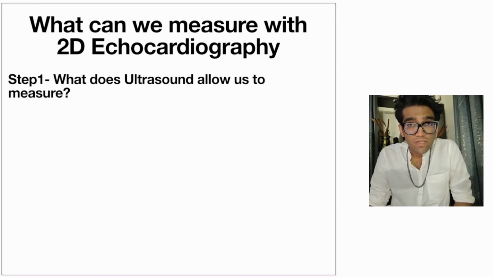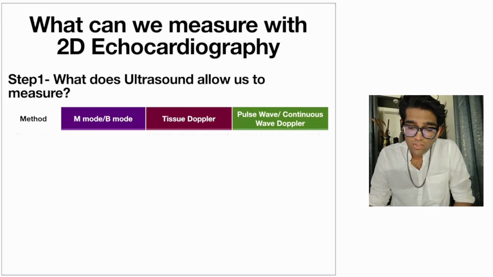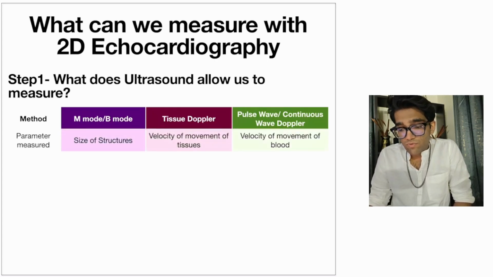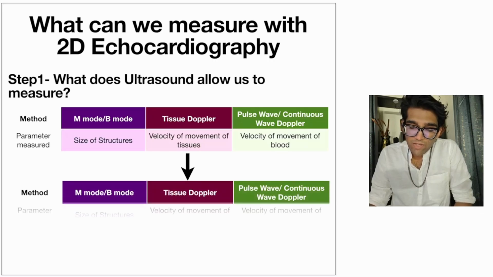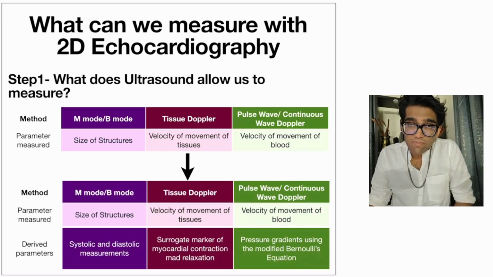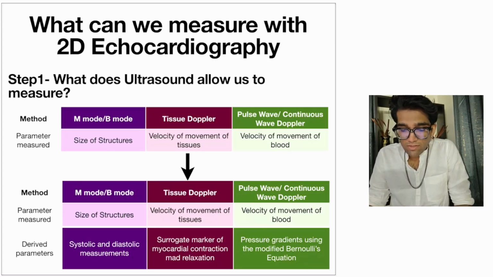So again, the basic premise remains the same. What do we measure using ultrasound? We measure the size of structures, the velocities of tissues or of blood, and using these parameters we can assess the change in these measurements between diastole and systole. The movement of tissues can be used as a marker of myocardial contraction and relaxation, and pressure gradients can be calculated using the velocity of blood using the simplified modified Bernoulli equation.